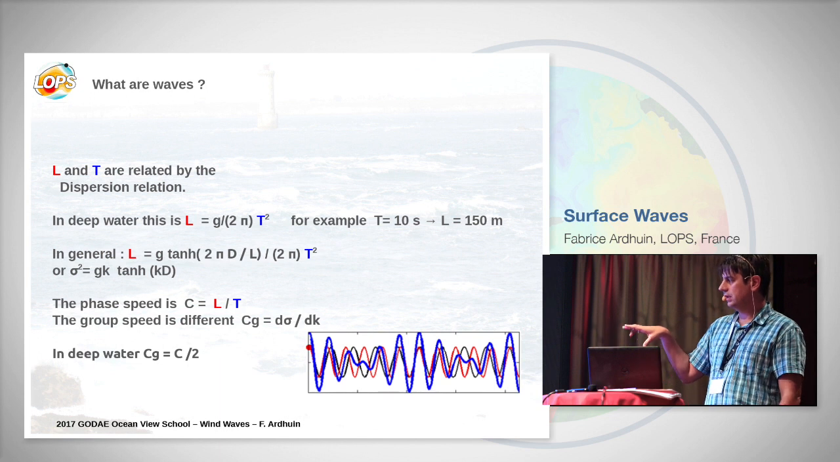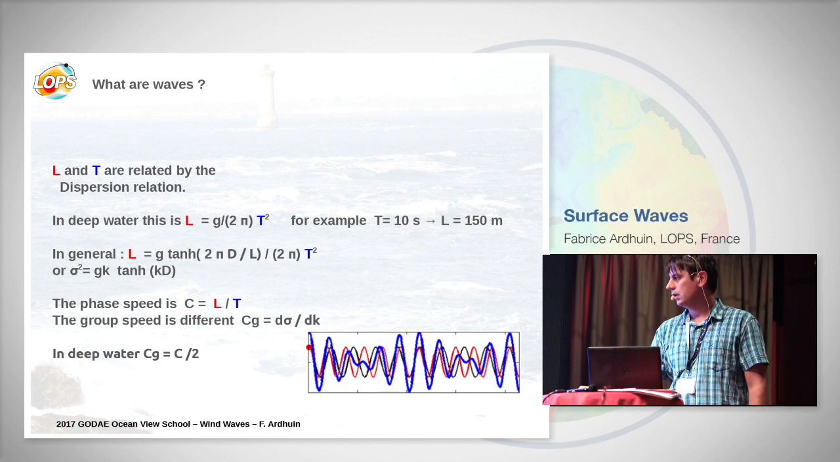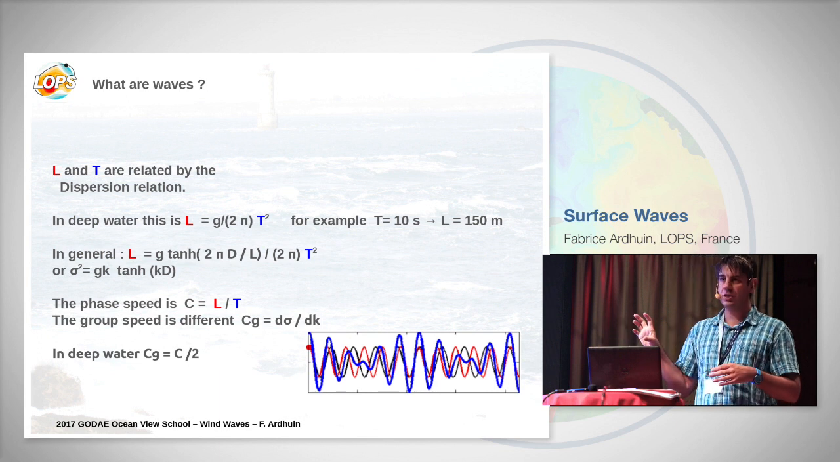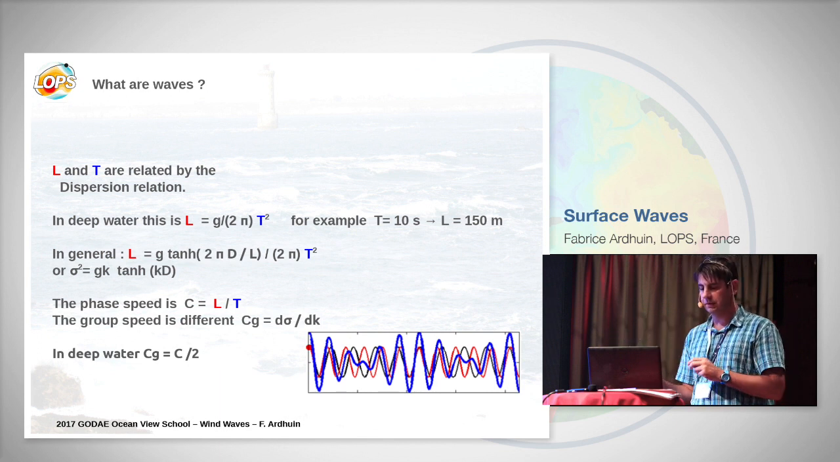And for wave modeling, what's very important in the open ocean is that we're not going to track each wave one by one, because we would need a very big computer to do that. What we're going to track in the wave models is the energy, as the energy is traveling at the group speed.